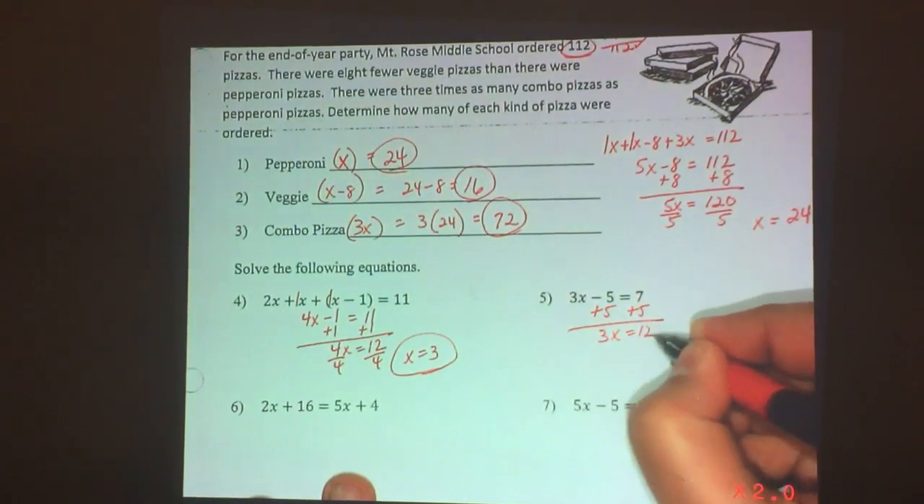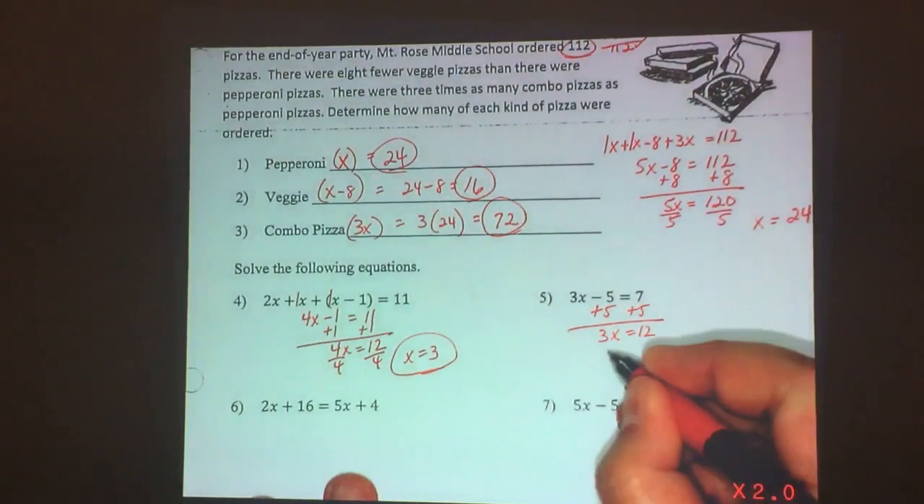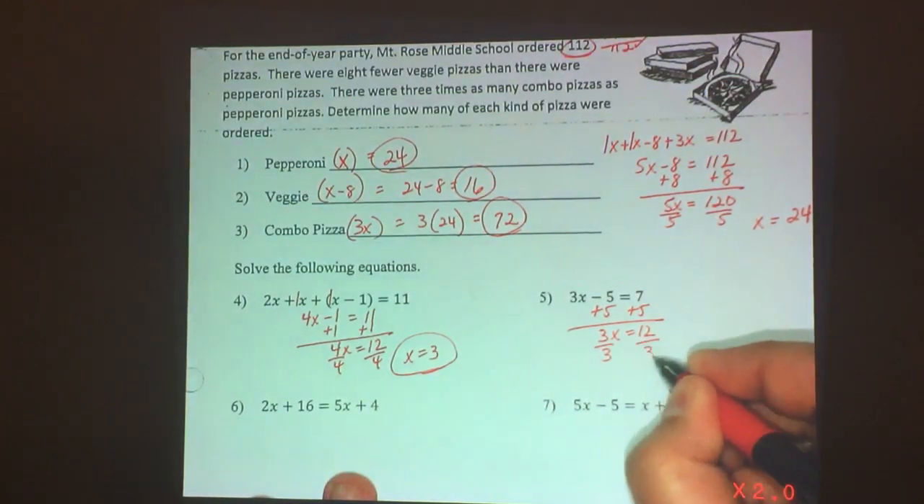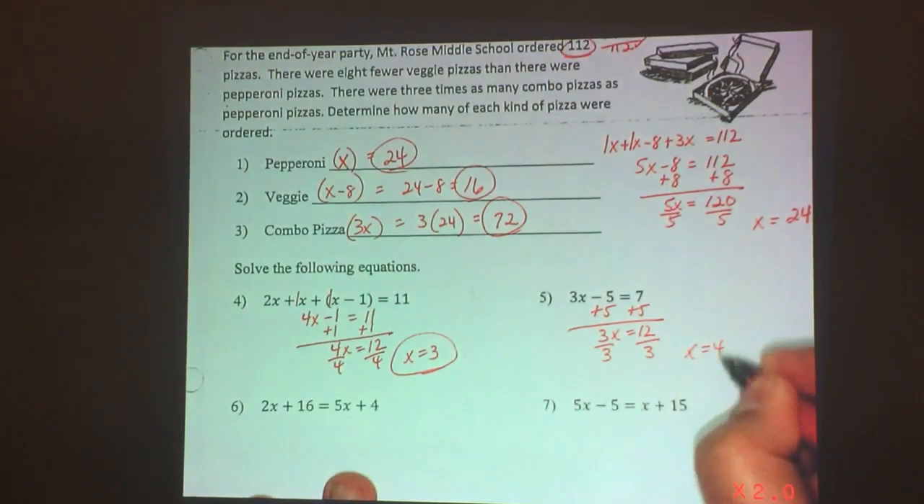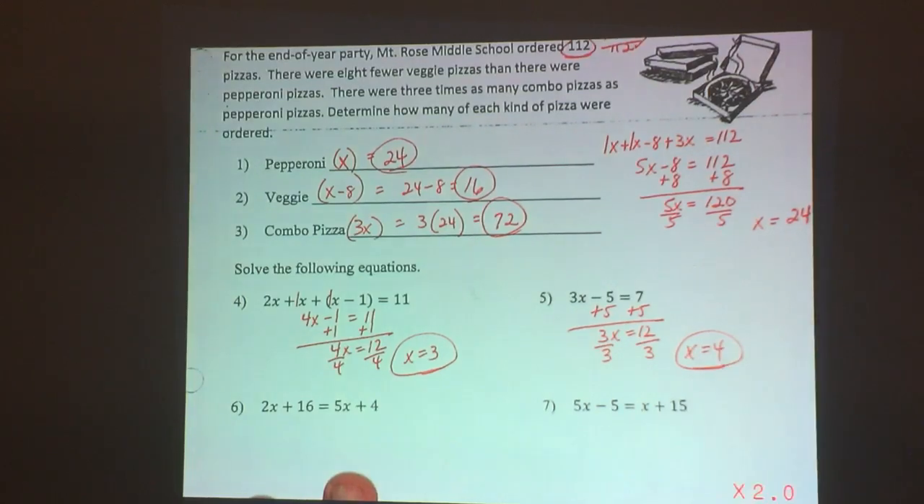3x equals 12. And my last step? Divide by 3. X equals 4. Good job, you guys. You're going to do well on the quiz.